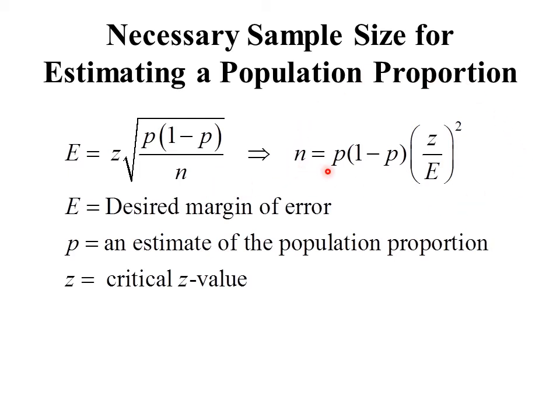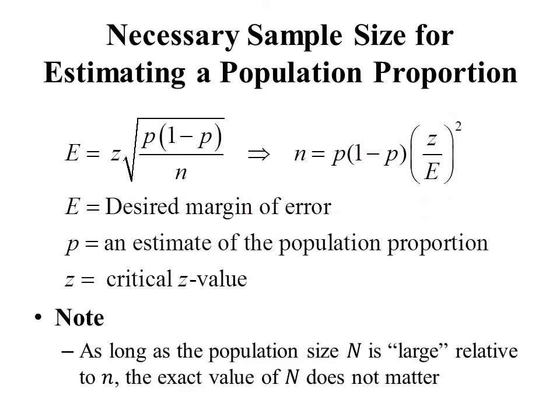So n is equal to p, where p is an estimate of the population proportion. Take that times 1 minus p, and we take that times z divided by e, where z is the critical z value corresponding to the desired confidence level, and e is the desired margin of error, and then we square that. And again, note that in this formula the population size just doesn't come into play.